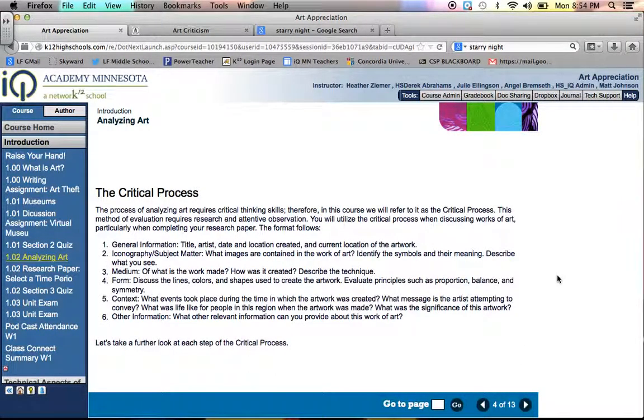So when we talk about this in class, to talk about any type of work of art, you're going to want to have a critical process. And that is the general information. So the title, artist's name, date, location it was created, and location it currently is being held at. Then we have iconography or subject matter. What is the work of art containing? What are the images? Does it symbolize anything? Does it have a meaning?